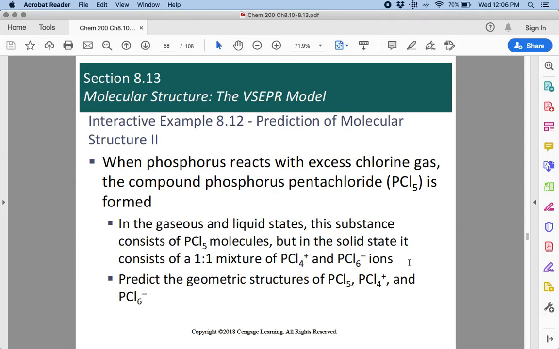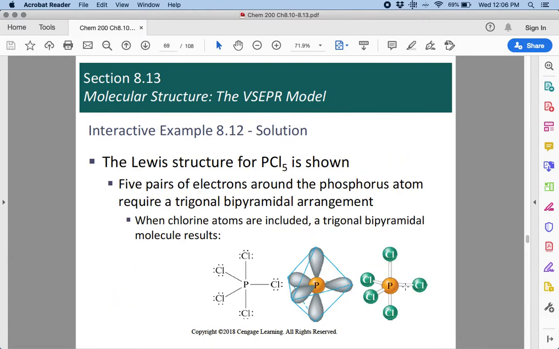All right, so let's start playing around with this a little bit. When phosphorus reacts with chlorine gas, we produce PCl5. We already did an example with this, right? In the gaseous and liquid state, the substances consist of PCl5. In the solid state, it consists of a one-to-one mixture of PCl4 with a plus charge and PCl6 with a minus charge. Predict the geometries for all three of these different structures. So we're going to have three different structures here.